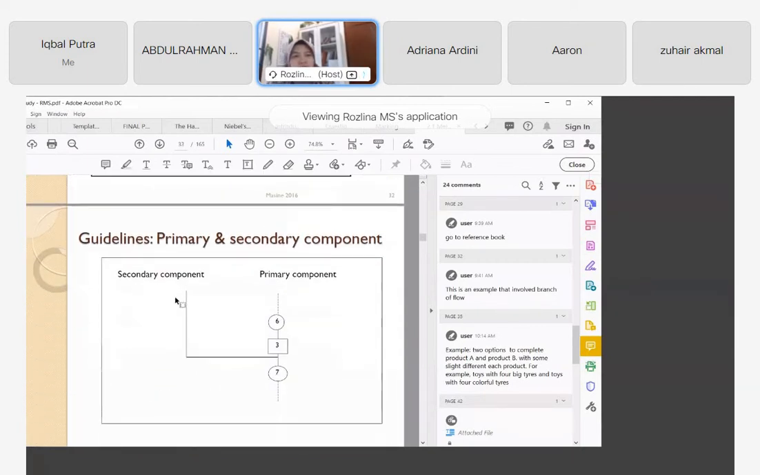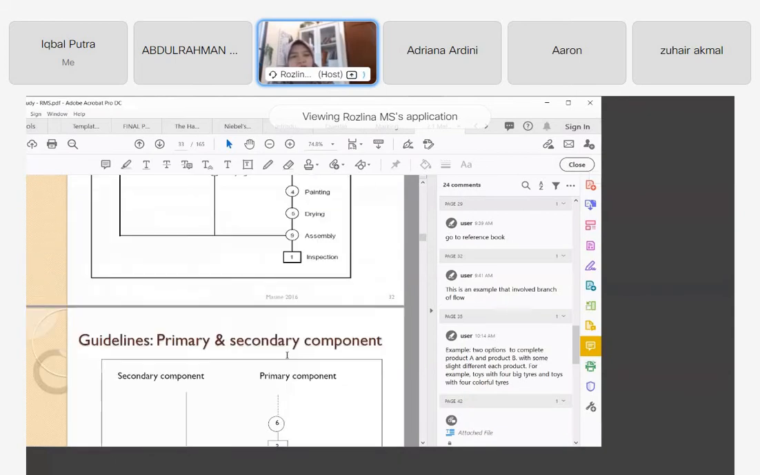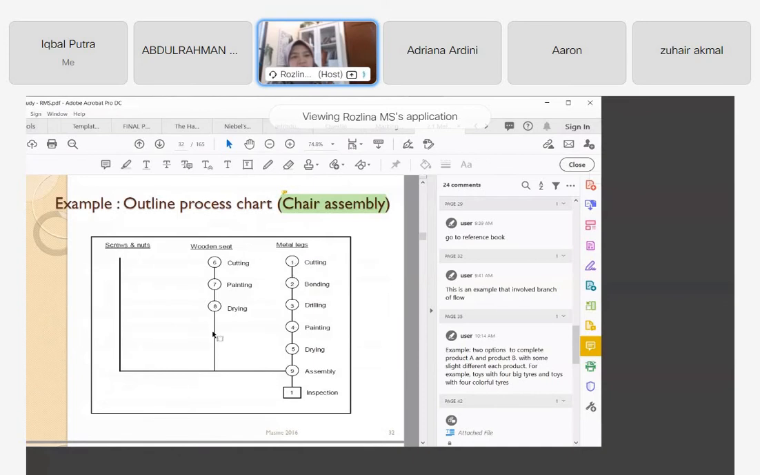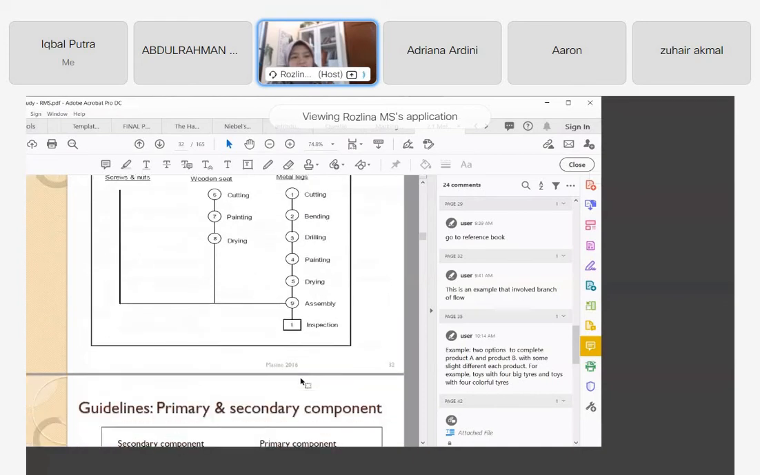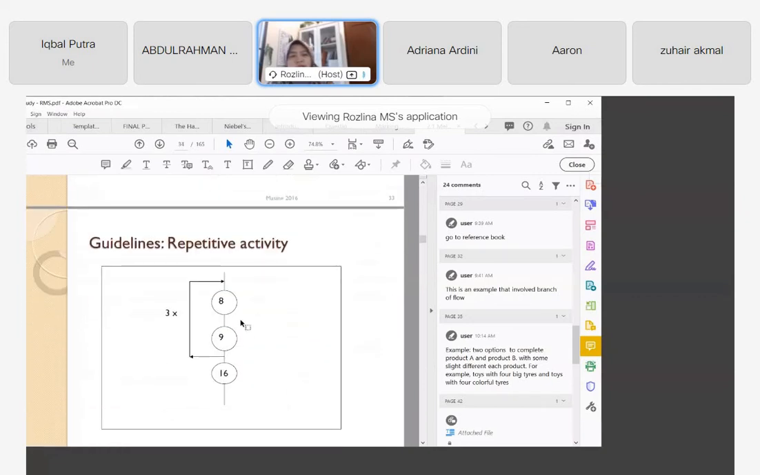Guidelines. You have the primary components here, and then you have the secondary components. This is the primary, this is the secondary. Repetition: sometimes we need some repetition, especially when there is rework. So you have to repeat the process until it is acceptable, or maybe there are processes that need to repeat several times. So you also use this arrow.